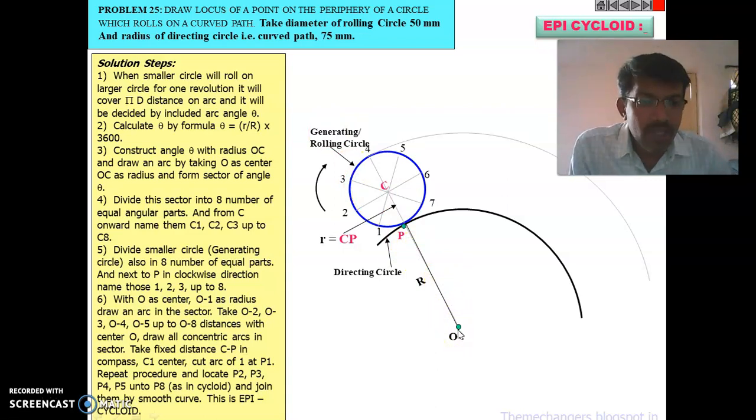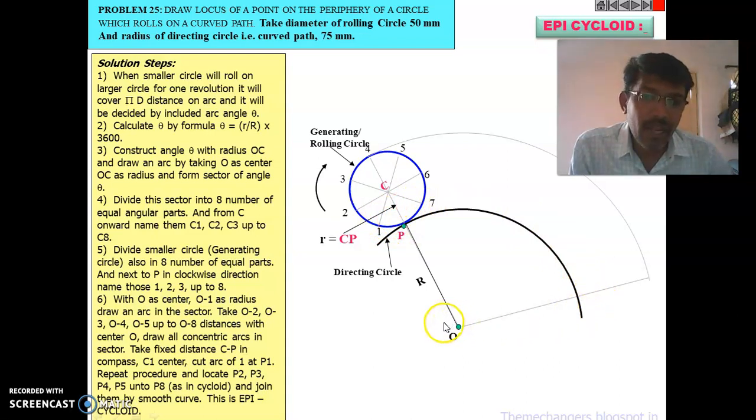So from O as a center, with O4 as a radius, draw an arc. And next O5 as a radius, and 3 and 5 will be on the same line, draw another arc. O2 as a radius, draw another arc. Next O1 as a radius, draw another arc.